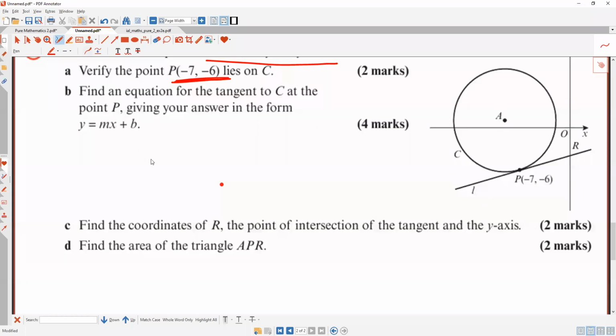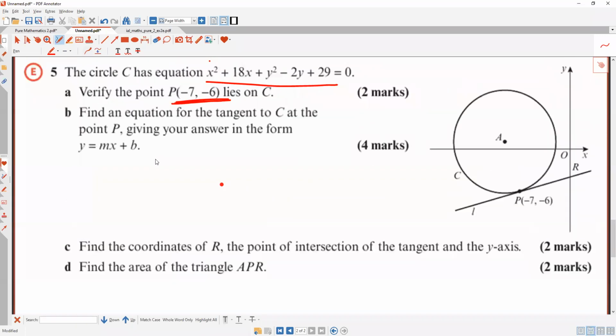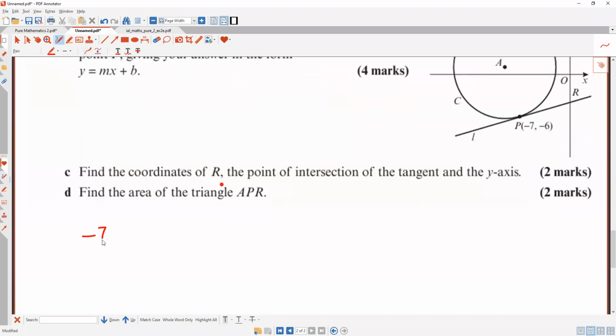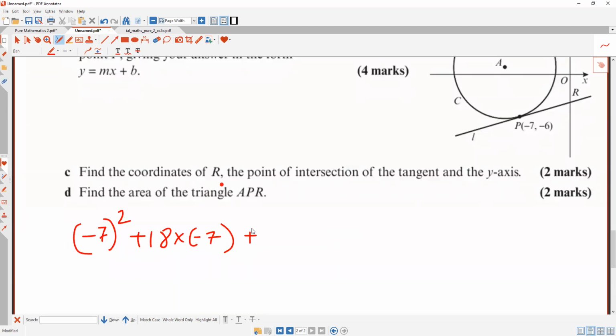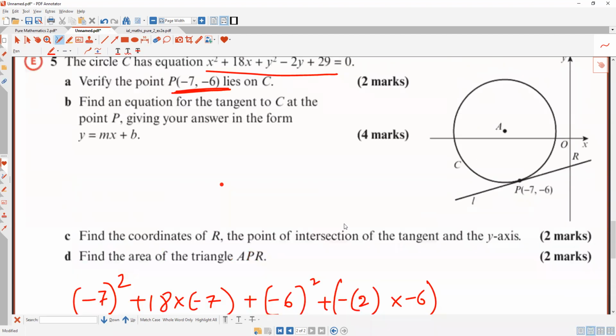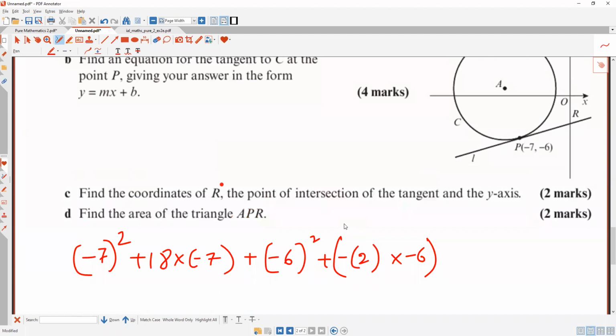So let us try that. -7 and -6. x square plus 18x: x is -7 square plus 18 into -7 plus y square, y is -6 square minus 2 into -6. Okay? Check how much this is, by the way. In your calculator, try doing it and let me know.